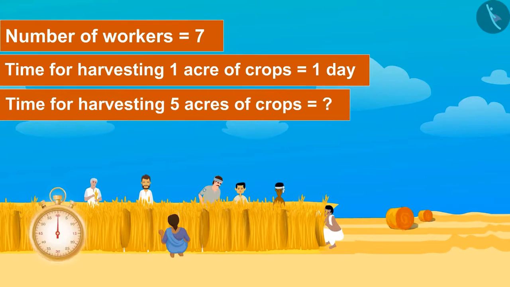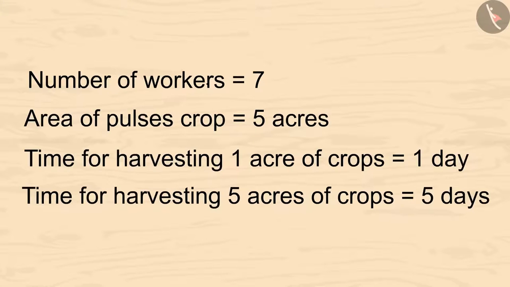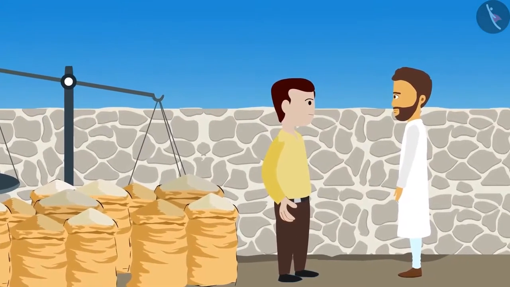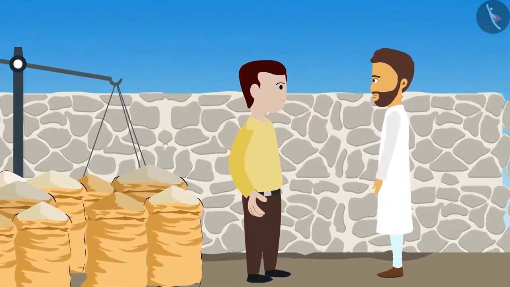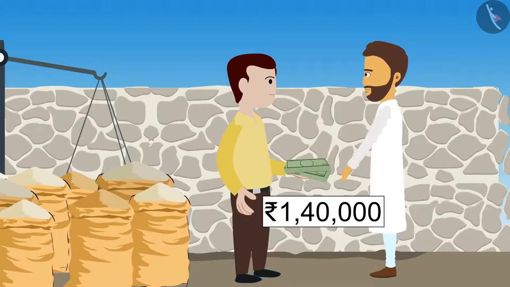Kids, you can pause the video and calculate it. Yes, 5 acres of pulses will take 5 days to be harvested. Look, Kareem is going to the market to sell his pulses. Shopkeeper gives him 1,40,000 rupees.